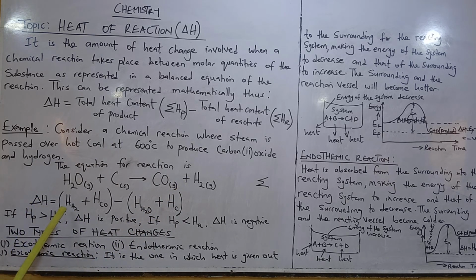Now, to find delta H, you add the heat content of the products, the heat content of the hydrogen plus the heat content of the carbon(II) oxide. You add them together, then subtract that of the reactants, that of the gas, which is the steam, plus the heat content of the hot coal. You add them together and subtract the reactants from the products.